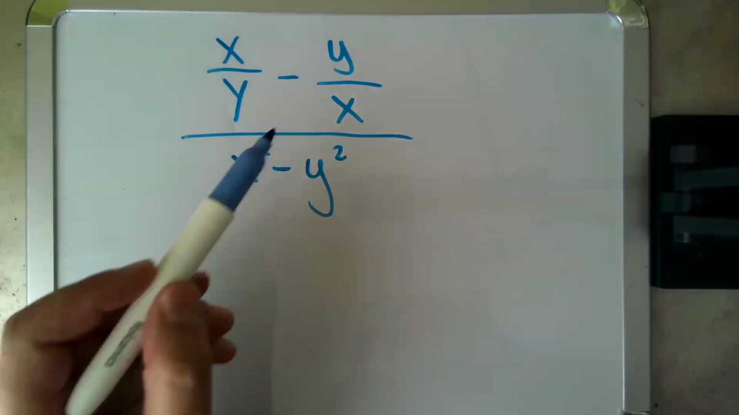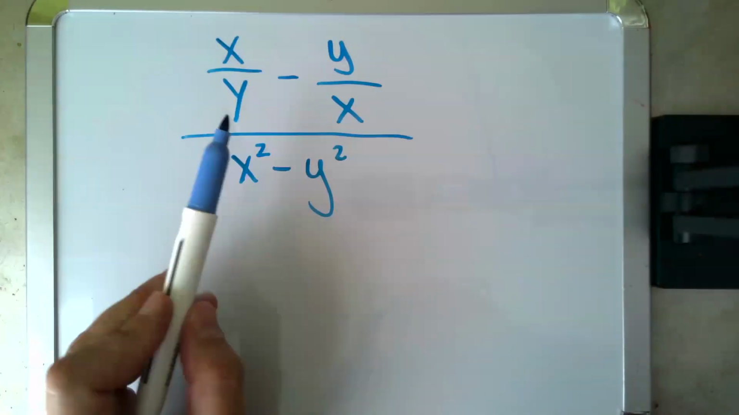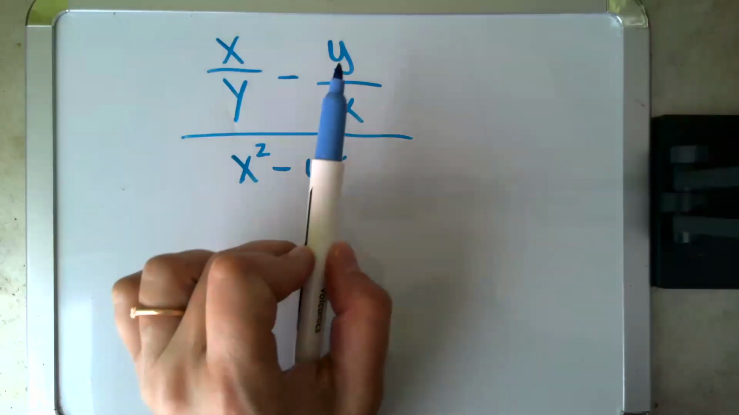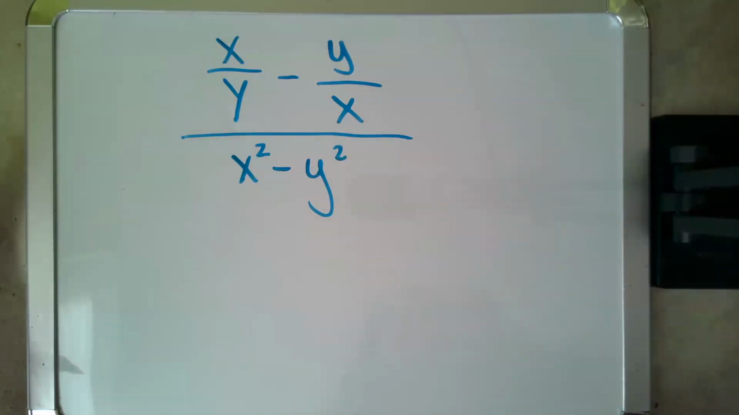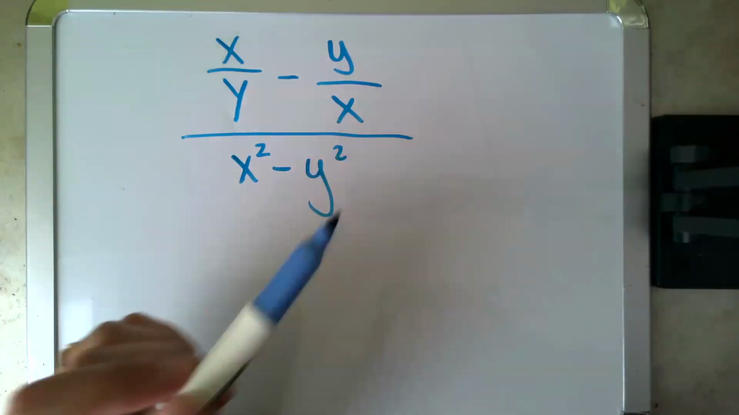Let's take a look at some complex algebra fractions, shall we? Go. The first place we're going to start is up here in the numerator because I have a fraction minus another fraction and I want to combine those. To do fraction subtraction, you know you need to have a common denominator.